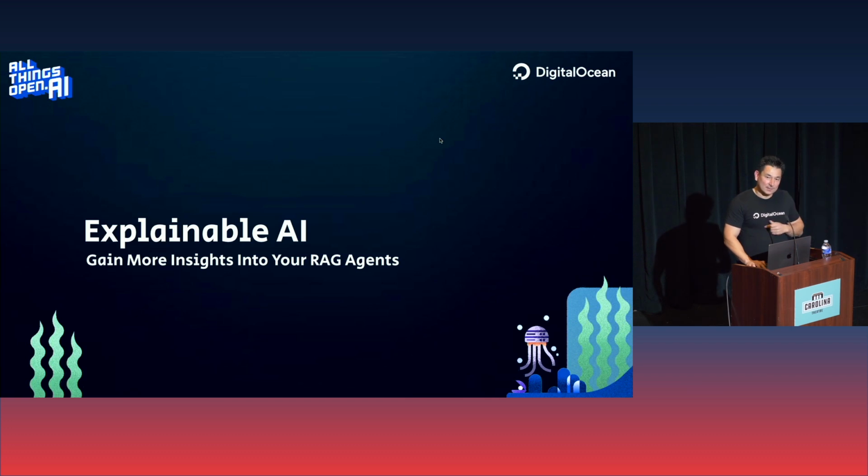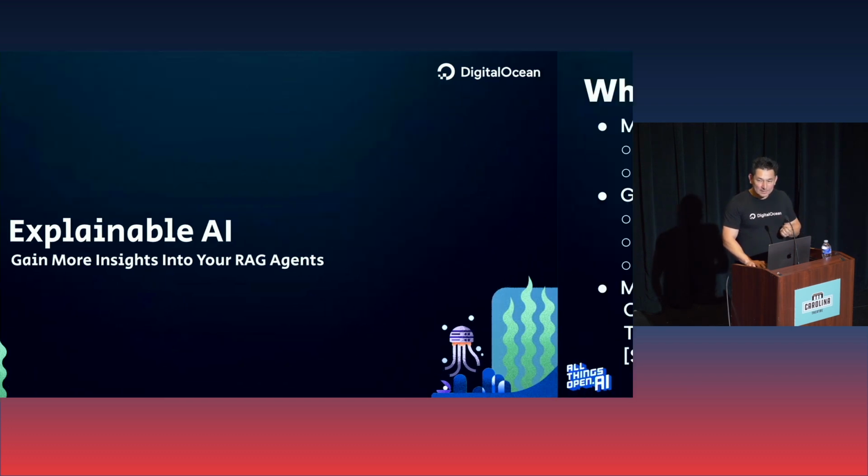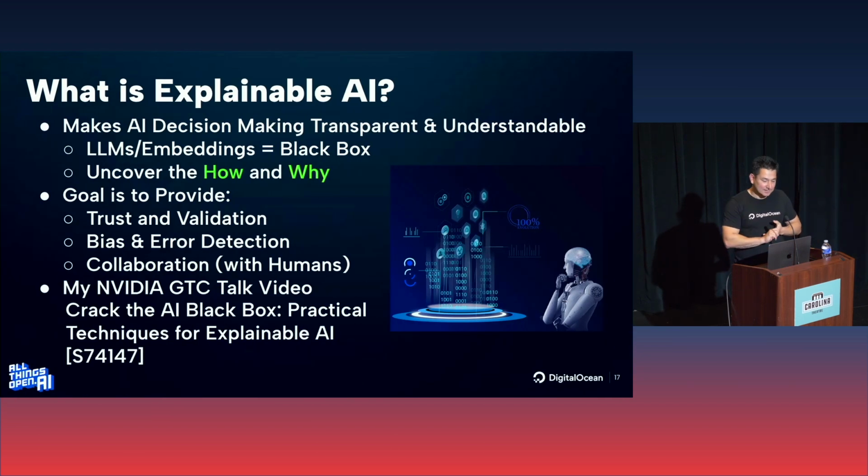So, the next topic I want to talk about is explainable AI. And what is explainable AI? Explainable AI basically makes AI decision-making transparent and understandable.